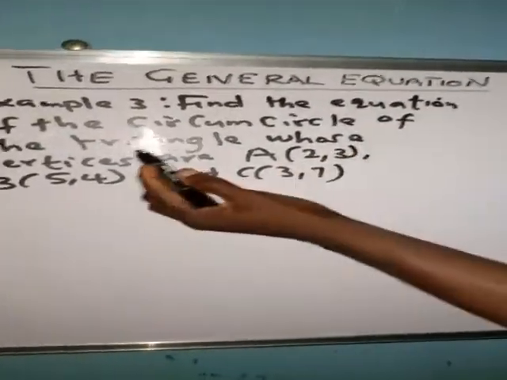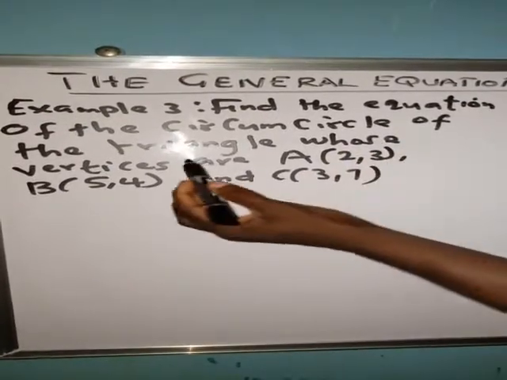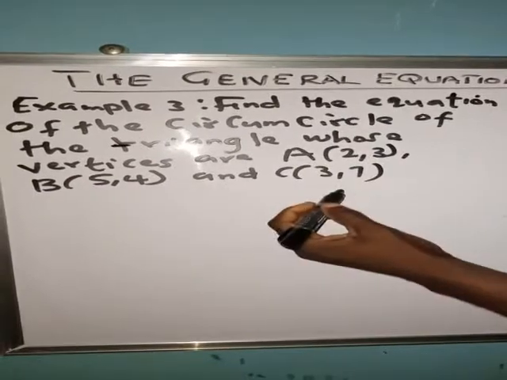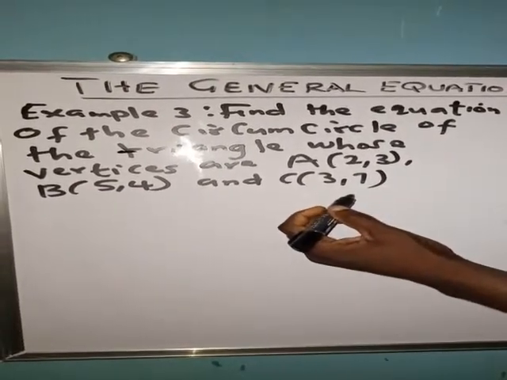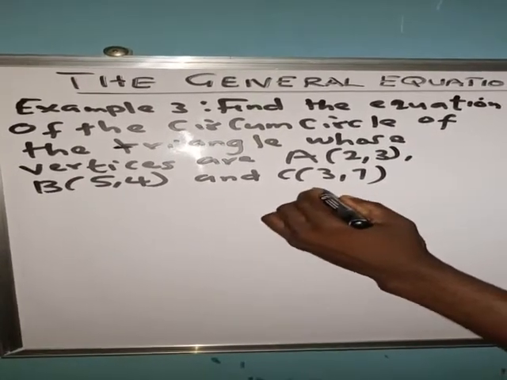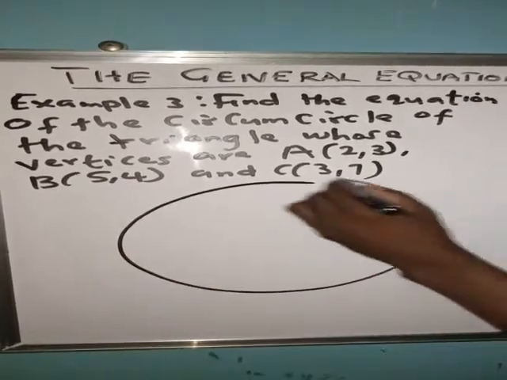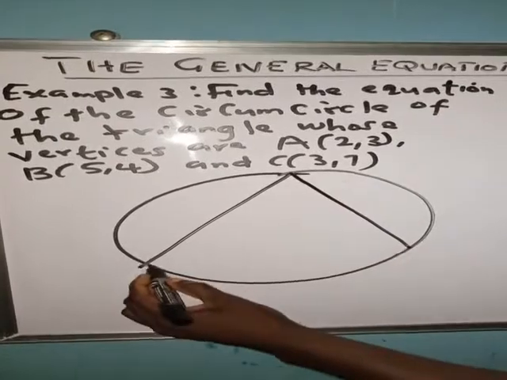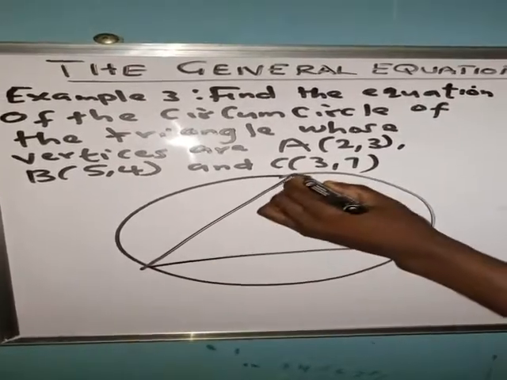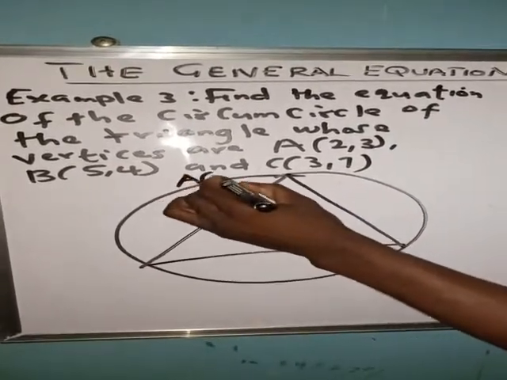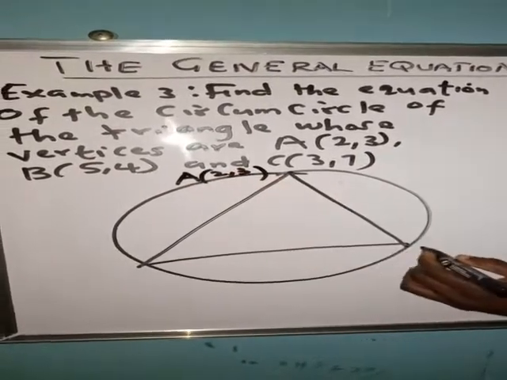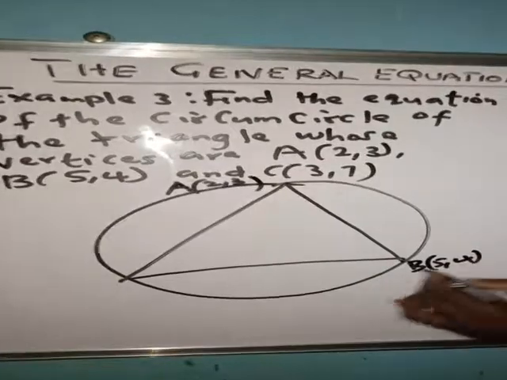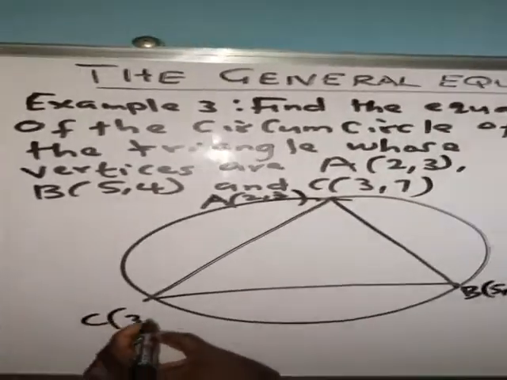Find the equation of the circumcircle of the triangle whose vertices are A, B, and C. When you say circumcircle of a triangle, that means your triangle is inscribed in a circle. So this coordinate point here is A. Let's say A is (2, 3). Now let's say this place is B, and B is (5, 4), and C is (3, 7).